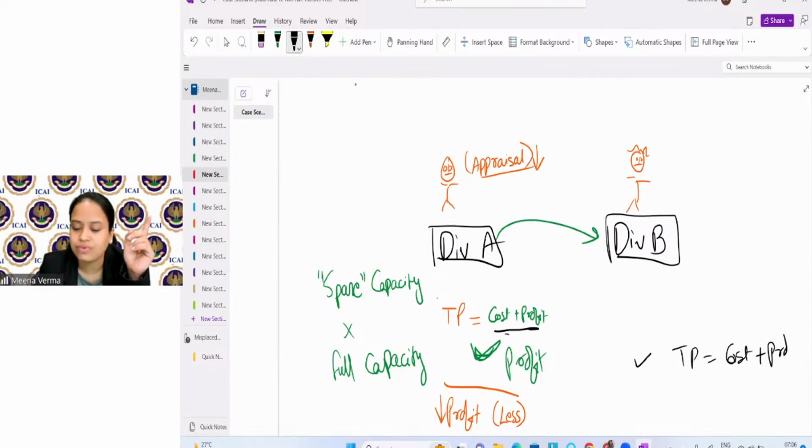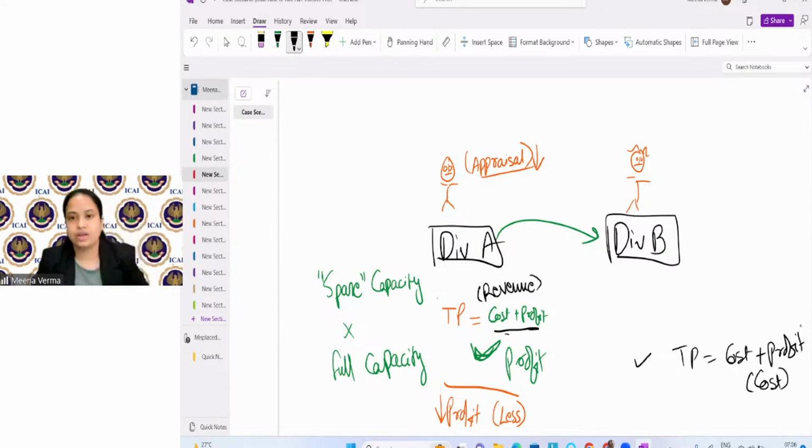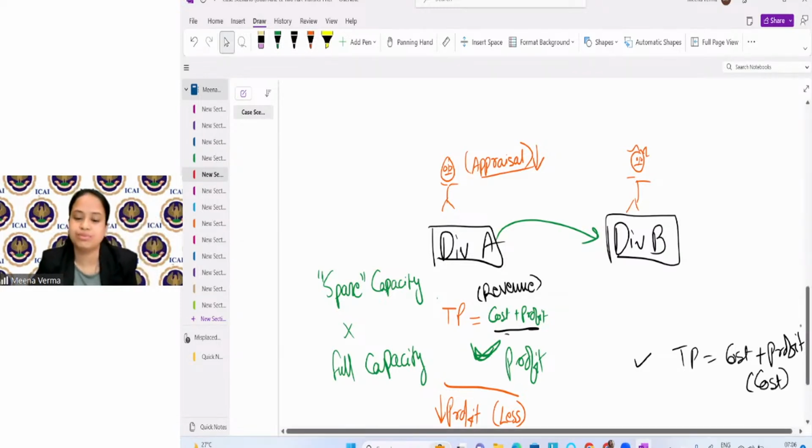So in this way, this is revenue for this department, this is revenue here, and this is total cost here. It is revenue for one department and it is a cost for another department.